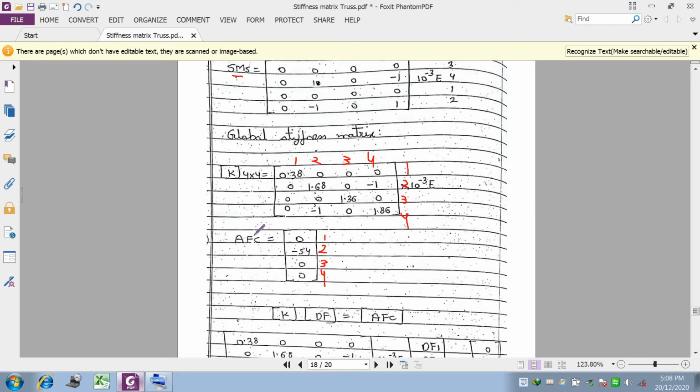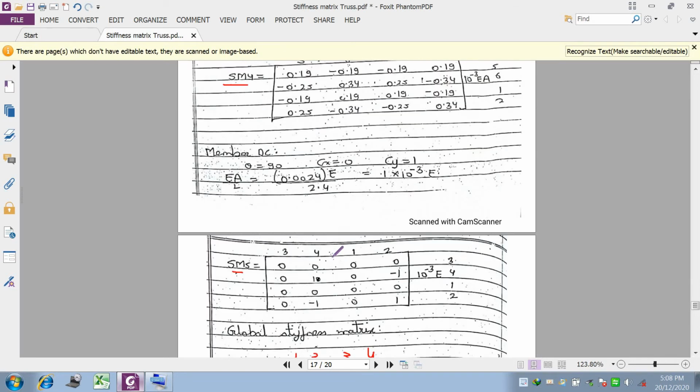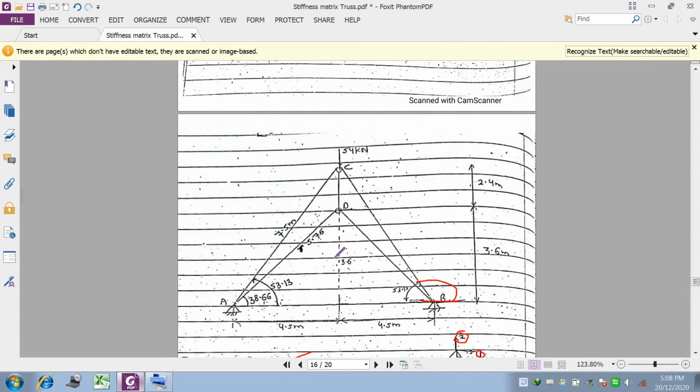Then you have to calculate the AFC. What is the meaning of AFC? AFC means action of the force at the coordinate. We have the unknown kinematic indeterminacy at 1, 2, 3, 4, so you have to see what external loads are acting at those points. At 1 there is no load; at 2 there is a 54 kilonewton load in the downward direction. Downward is nothing but minus.